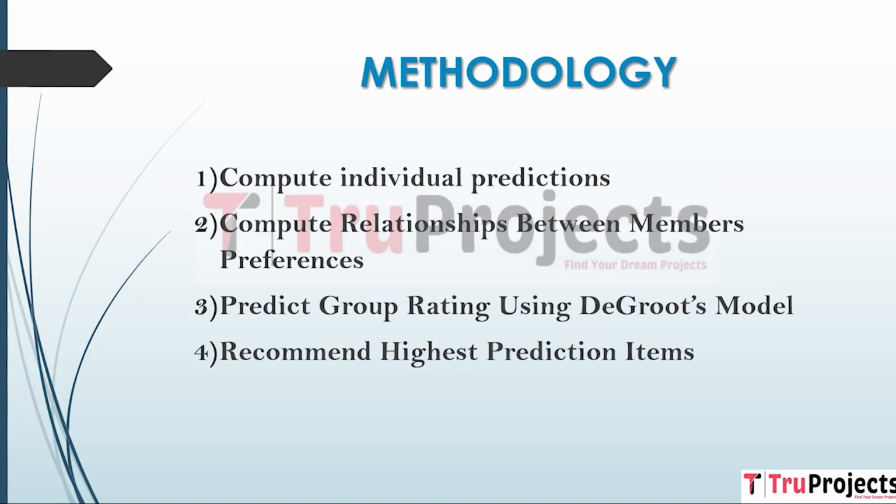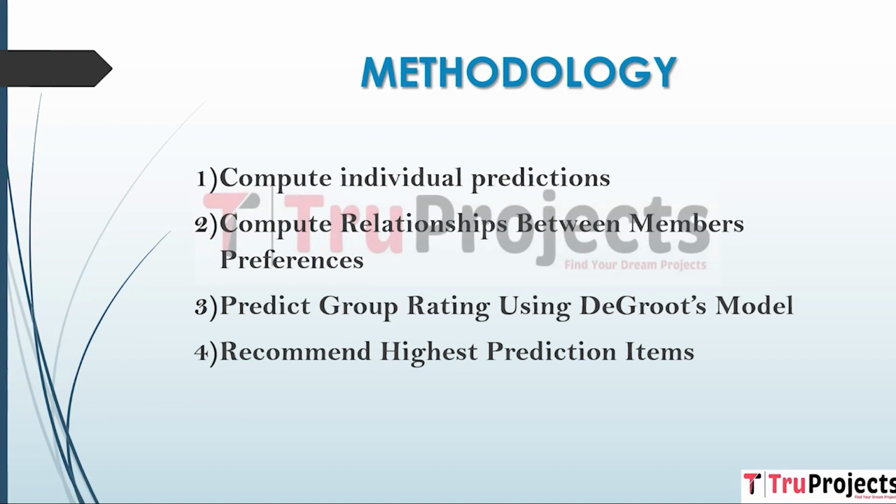Methodology. First one is to compute individual predictions. In this module, we will perform a singular value decomposition, which is SVD, with all individual users giving ratings to many items. Next one, compute relationship between member preferences. In this module, we will build a relationship matrix by looking for all users who gave similar rating to the same items. If all users think a product is good, then they will be giving similar rating, and based on this rating, we will form a group with relationship, finding similar users from a group with relationship, also called as Pre-GROD. Next one is predict group rating using DeGroot's model.